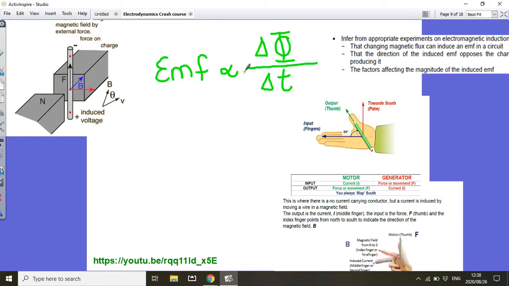And this is Faraday's law of electromagnetic induction. The EMF induced is directly proportional to the rate. You know this by now in physics. Whenever there's a delta T at the bottom of the line, it's rate.